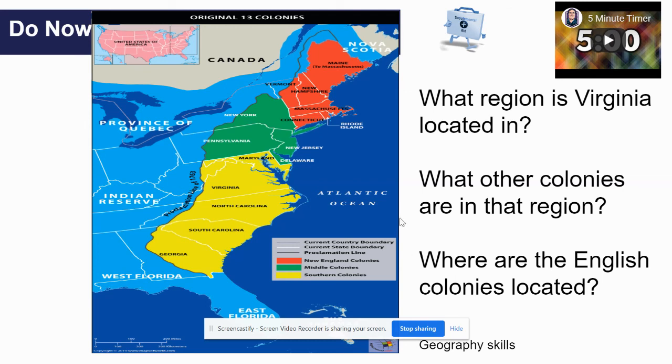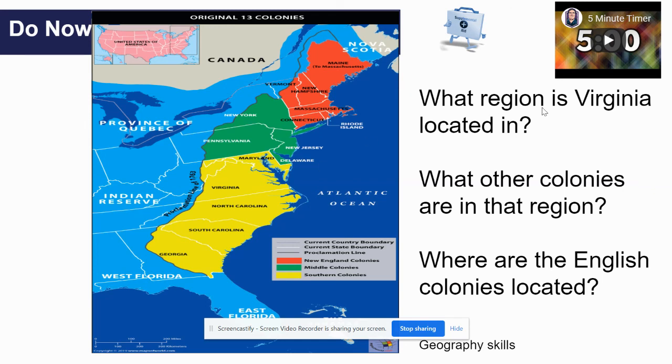So first of all, how do you know what the regions are? According to this map, you should have found the legend. This is a legend that tells us that we have the New England, Middle, and Southern colonies, as you can see here. This is the current geographical boundary where you can see the gray lines. And then you have current state boundaries where you can see the white lines. And you have a proclamation line that is given right here. And this proclamation was in 1763. So we know that this is a map of at least 1763 to show the British colonies in 1763.